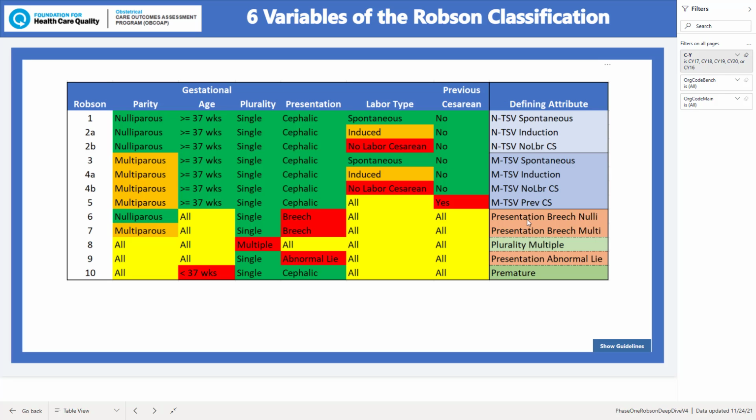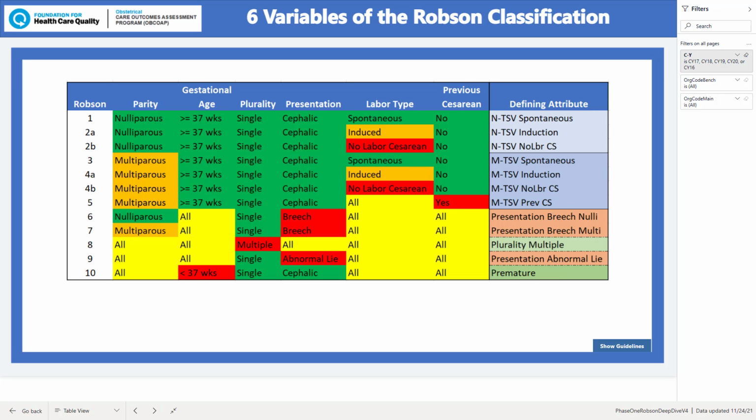Groups 6 through 10 represent complicated deliveries, either because of presentation, breech for nullips or multips, plurality, number of fetuses, an abnormal lie, which is presentation, or finally a premature delivery.